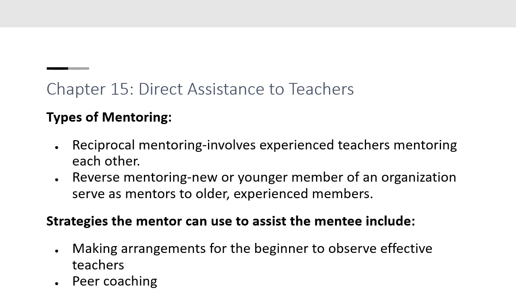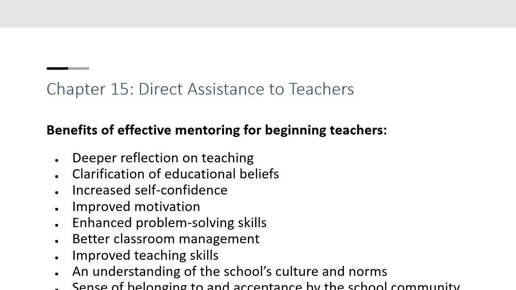So the types of mentoring, again, were reciprocal mentoring, which involves experienced teachers mentoring each other. And then reverse mentoring is when a new or younger member of a school serves as a mentor to an older, experienced teacher. Here are some benefits; I'll just read a few. Some benefits of effective mentoring for beginning teachers: better classroom management. You can be a great teacher, but if you don't have good classroom management skills, then your teaching isn't as effective. Another benefit is increased self-confidence and an understanding of the school's culture and norms, just to name a few.